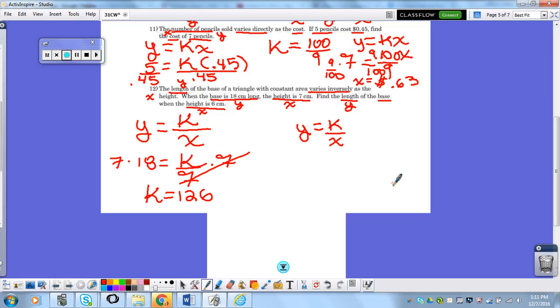We want to find the length, and that's y. So it's going to stay y. I'm going to use the k that we just found. So k is 126. And you divide by height, which is 6. You can type that into your calculator. And 126 divided by 6 is 21. Now, you got to make sure you definitely use units because it started with units. So y represents the length of the base. If you read it, it says the length of the base is 18 centimeters long. So for our situation, it's 21 centimeters long. And that is the length of the base when the height is 6.